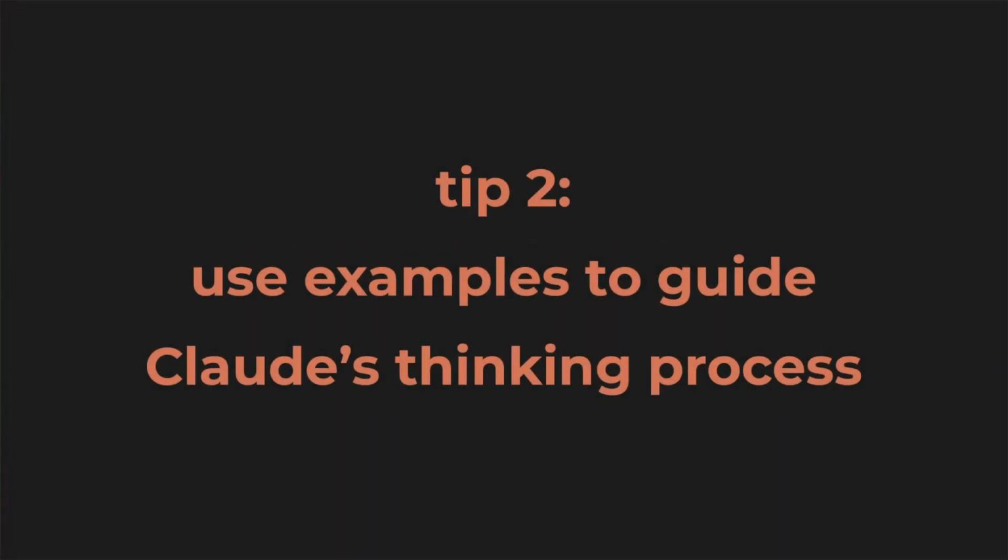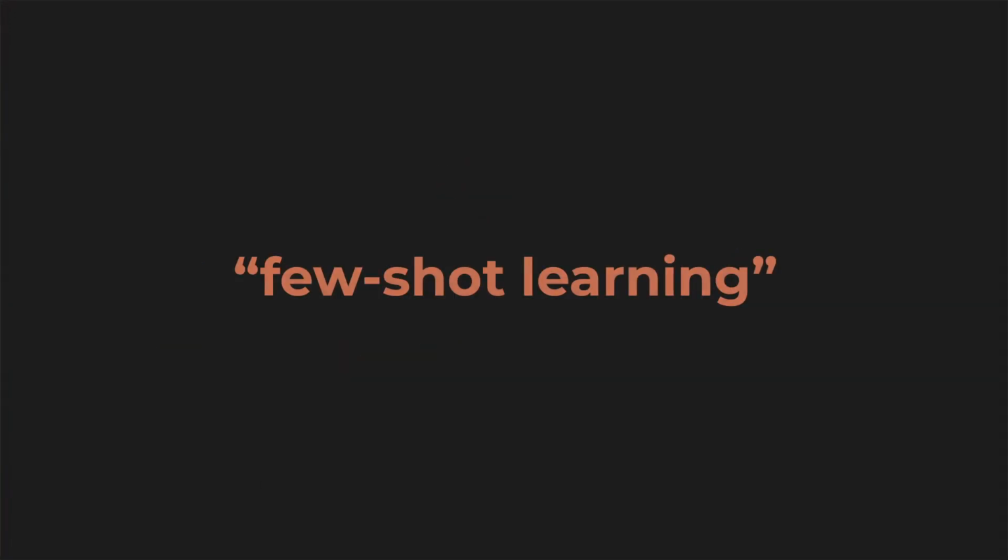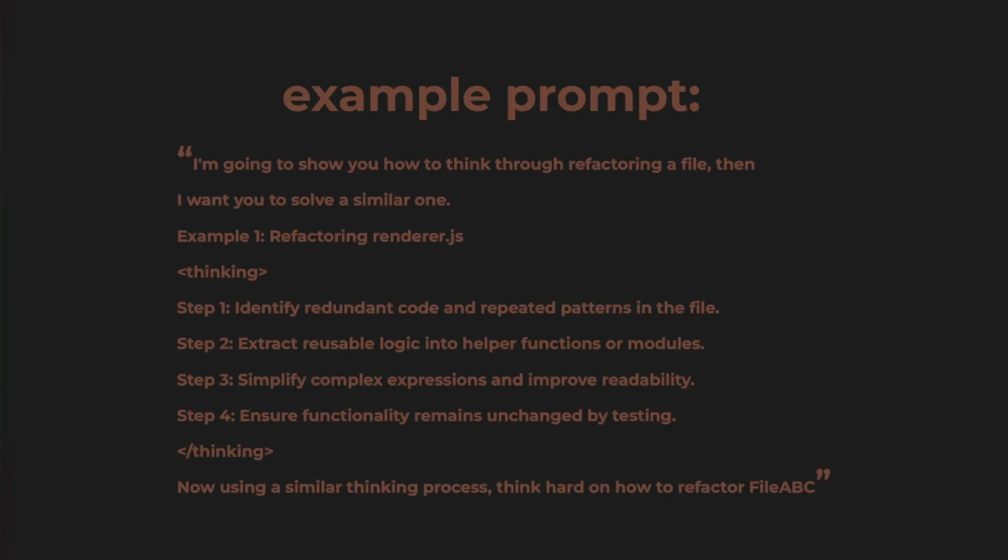Tip number 2. Use examples to guide Claude's thinking process. Just as examples are powerful learning tools for people, they are equally effective for large language models like Claude. When you give Claude examples of how to reason through a problem, it tends to mimic the same structure and the same style when solving your actual task. And for those interested, this is a well-known technique in machine learning called few-shot learning. So here's how it looks in practice.